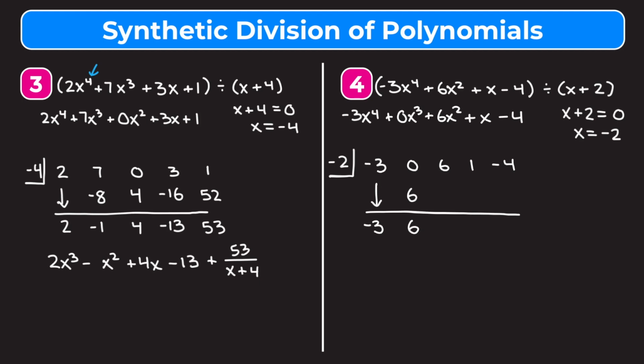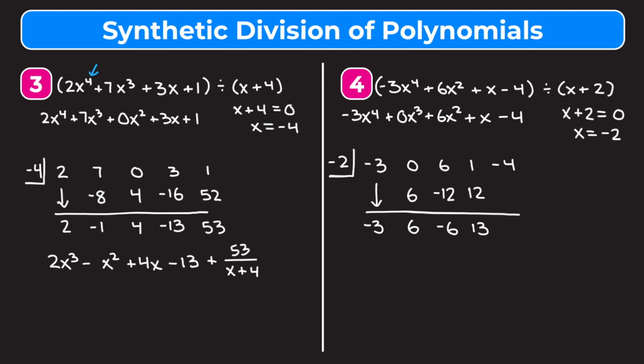We're going to multiply the 6 we pulled down by the negative 2 in the box. 6 times negative 2 is negative 12. We're going to add down. 6 plus negative 12 is going to give us a negative 6. We're going to multiply negative 6 by negative 2 to get a positive 12. We're going to add down. 1 plus 12 is 13.